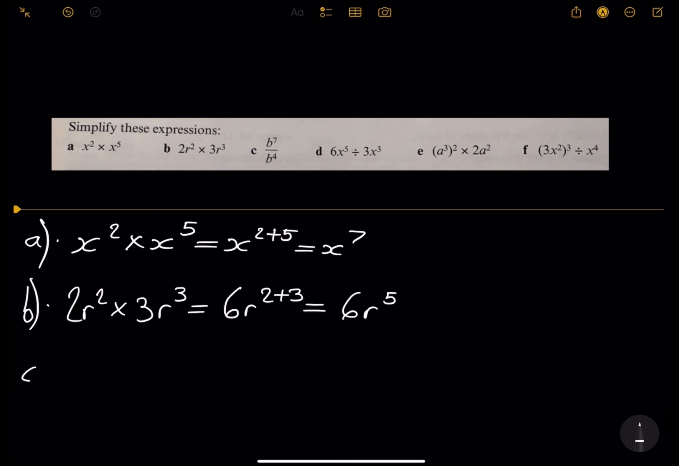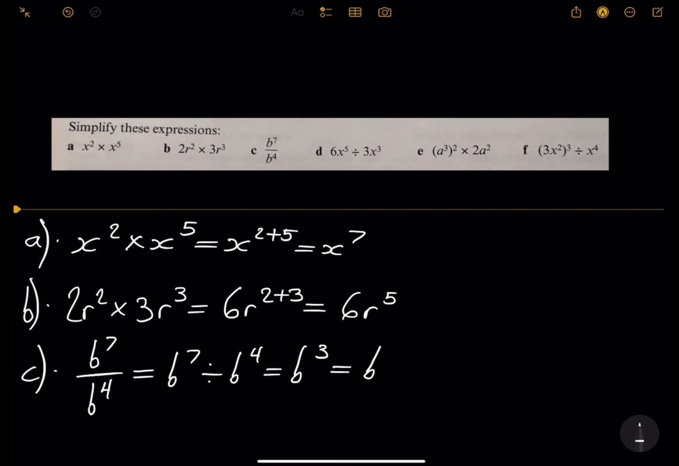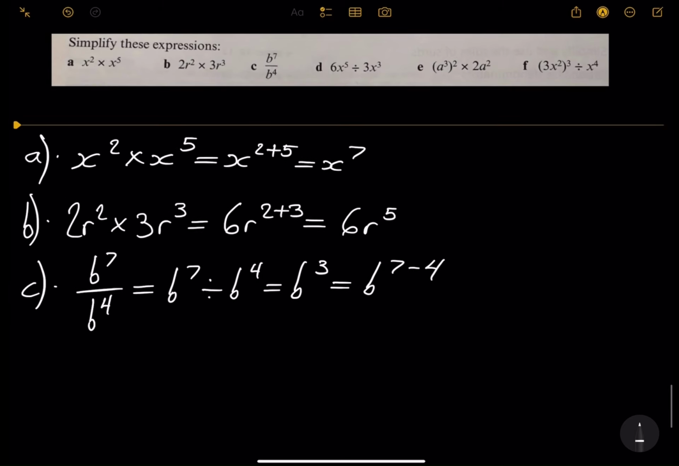And for part C, now we've got another division, another example which involves the index law of division. So this is basically the same as b raised to the power of 7 divided by b raised to the power of 4, and that's equal to b raised to the power of 3, because this is the same as b raised to the power of 7 minus 4. Okay, now for part D.